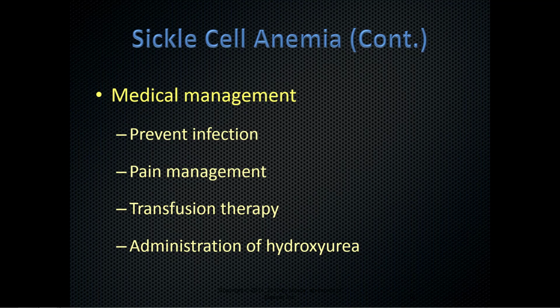Now, hydroxyurea works by increasing the level of fetal hemoglobin in the red blood cells. Therefore, what it does is it reduces the concentration of sickle hemoglobin and sickling itself. Patients receiving hydroxyurea have fewer episodes of pain and acute chest pain syndrome, and they have a decreased need for blood transfusions as well. So hydroxyurea is one of the very important key medications that is used for sickle cell anemia.